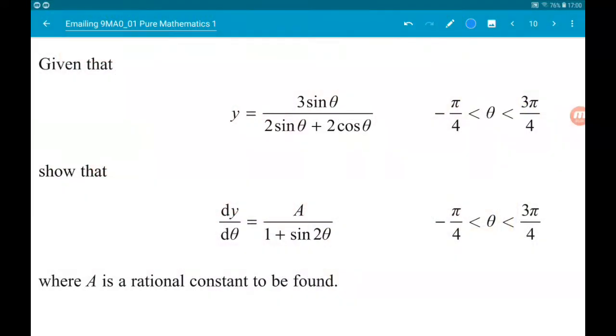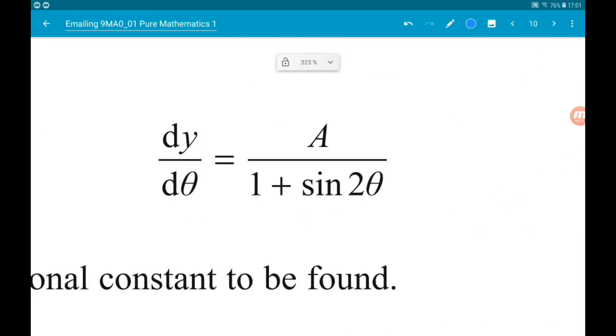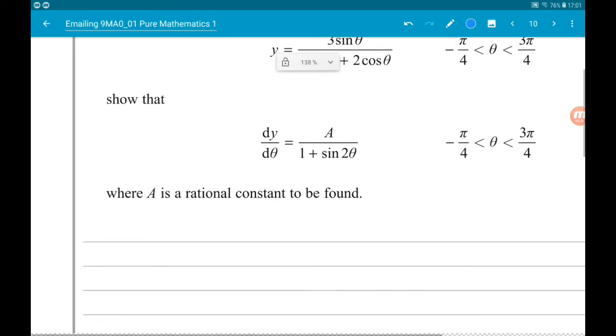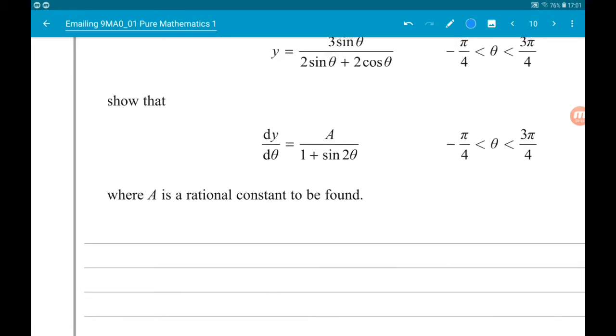Okay, question 5 for 5 marks. Given that y is equal to 3 sine theta over 2 sine theta add 2 cos theta, for theta between minus pi over 4 and 3 pi over 4, we want to show that dy by d theta is a over 1 add sine of 2 theta, where a is a constant to be found.